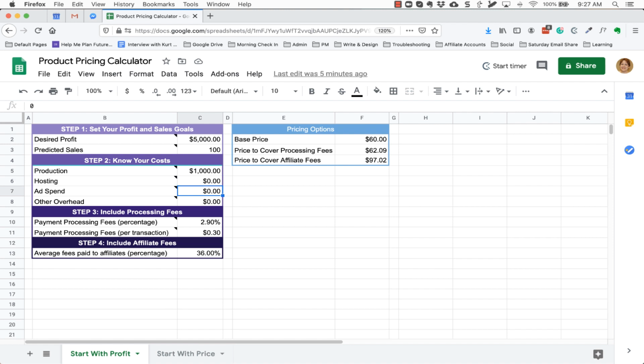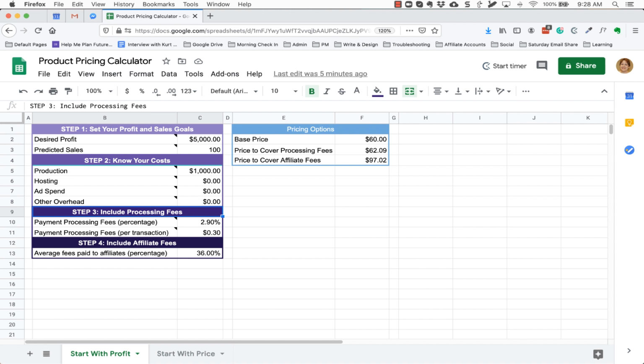If you're spending money on ads to promote your product, that amount goes in here. If you have other overhead, like maybe you have a virtual assistant who manages your shopping cart, or you have a project manager who helps coordinate getting all of the things done for your product, that overhead goes in here. And it's important that you're only including the costs that are directly related to this product. So we're not talking about your virtual assistant who does everything for you. We're just talking about the amount of money you pay that person to work on this specific product.